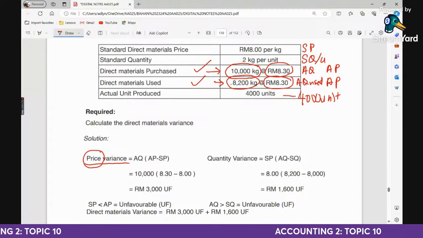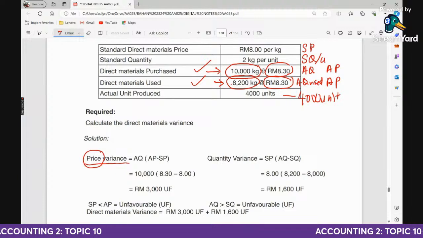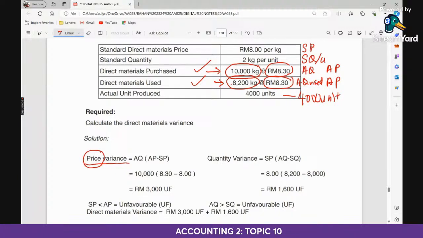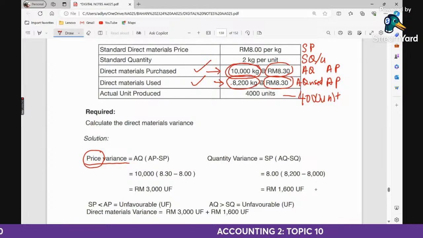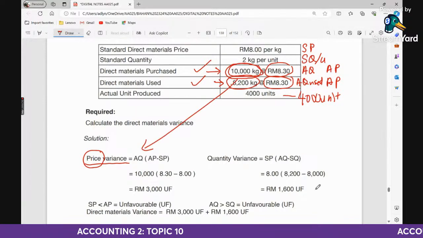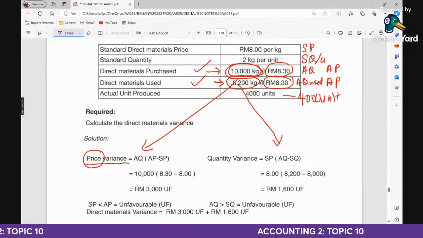Kalau kita faham apa maksud price, maksudnya price tu merujuk kepada masa atau keadaan di mana saya beli bahan mentah tersebut. Jadi bila saya beli bahan mentah, for sure lah saya referring to the unit purchase. So yang ini 10,000 kg kita akan guna dalam price variance. Tetapi 8,200 saya akan guna dalam quantity variance.